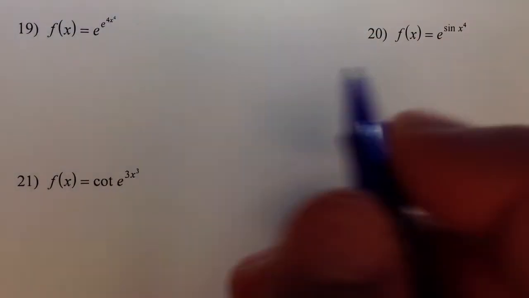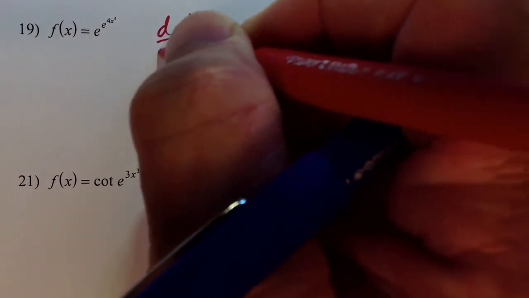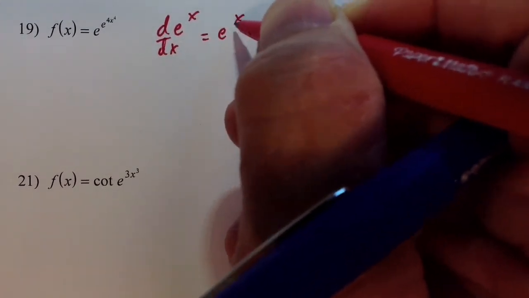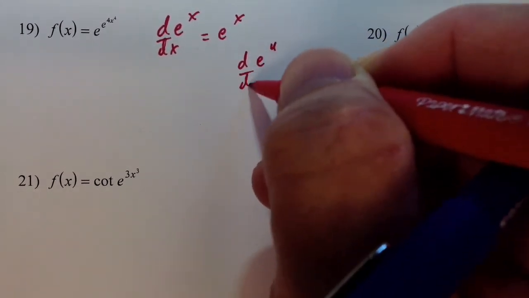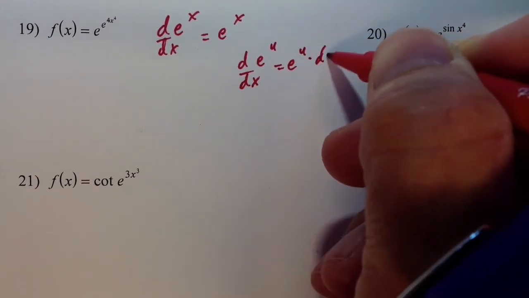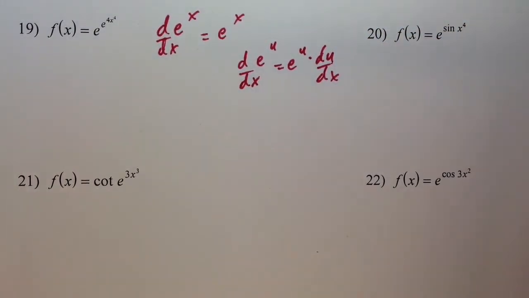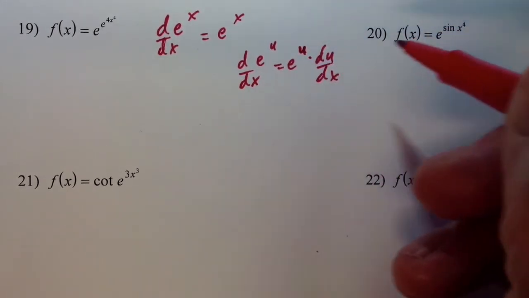And let's also remind ourselves that the derivative of e to the x is e to the x, and the derivative of e to some function of x, let's say u is some function of x, is e to the u times du dx. Okay, so this is the chain rule. All right, so let's do that.